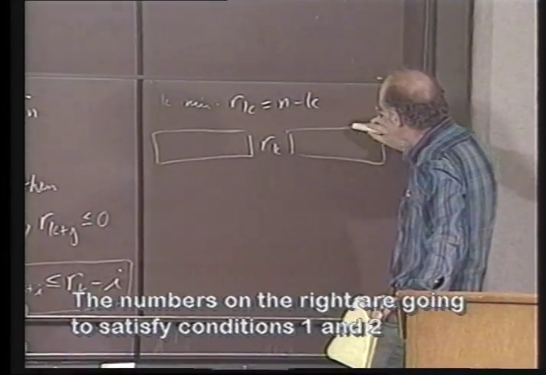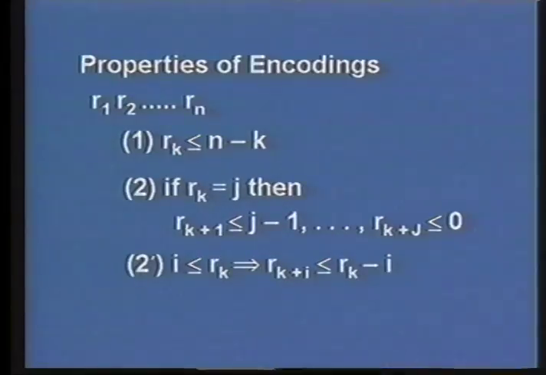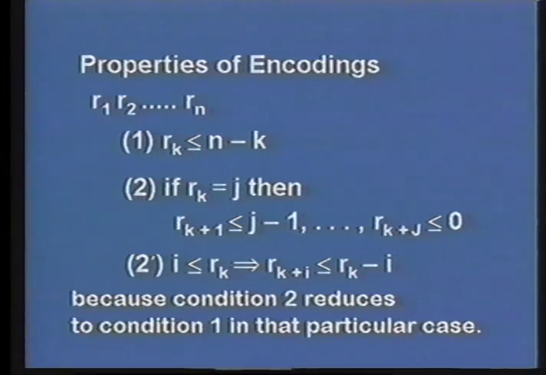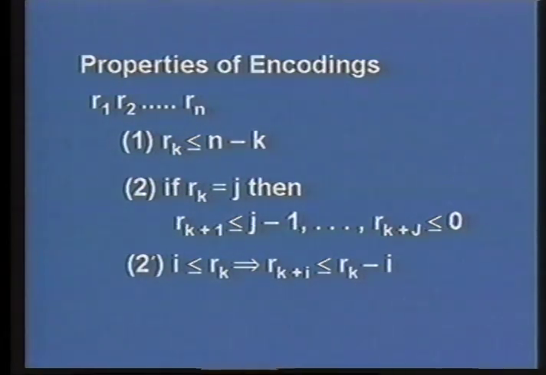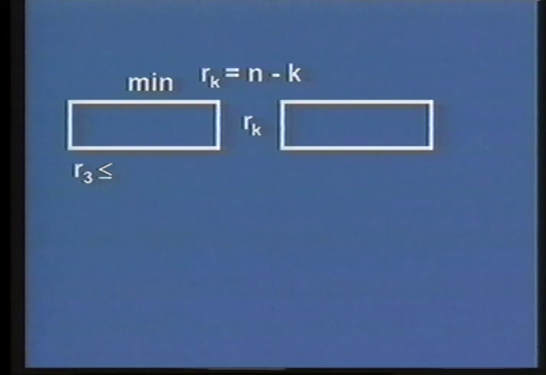The numbers on the right are going to satisfy conditions 1 and 2, because condition 2 reduces to condition 1 in that particular case, and condition 2 still holds in the substring if it holds in a string. On the left-hand side, I have to show that condition 1 holds.